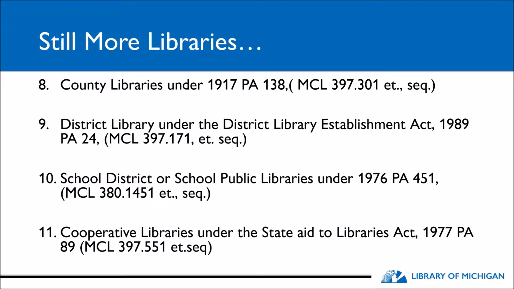And then we have co-ops, and a co-op is also a library, so it is a library establishment type. A co-op library is established under the State Aid to Libraries Act, and there are about 11 of them throughout the state. Even though they're called libraries, they function as kind of service entities.